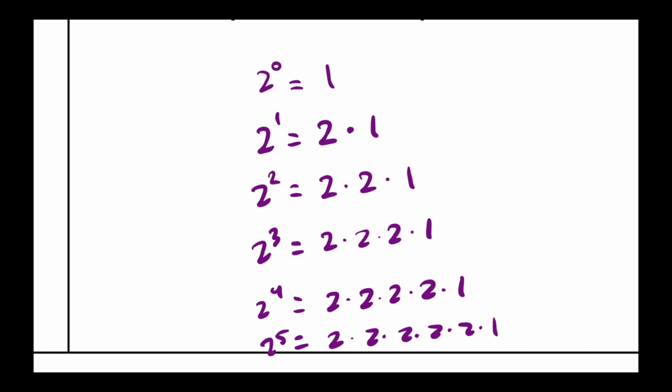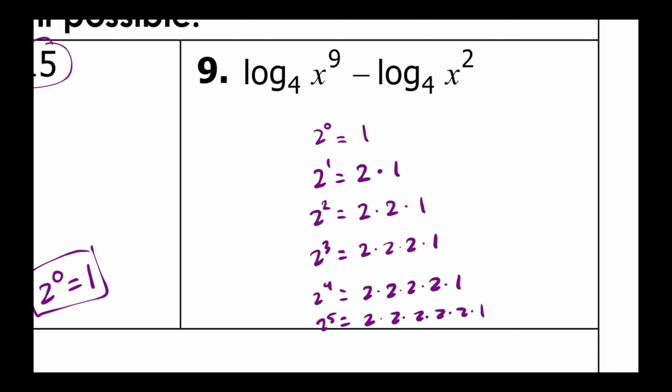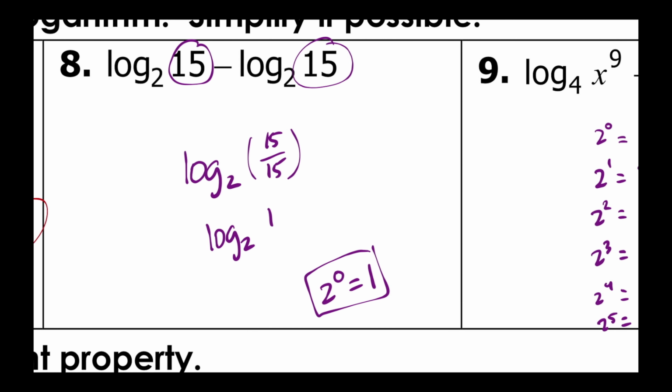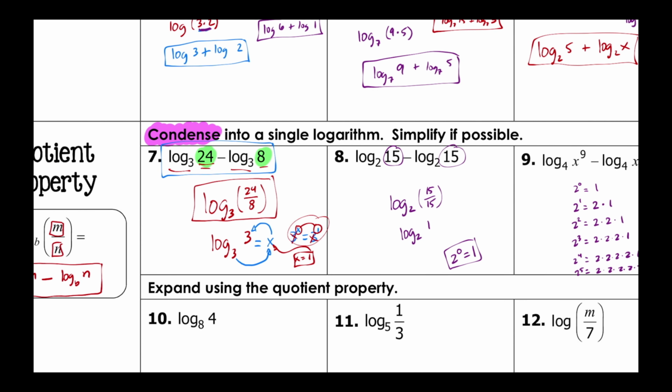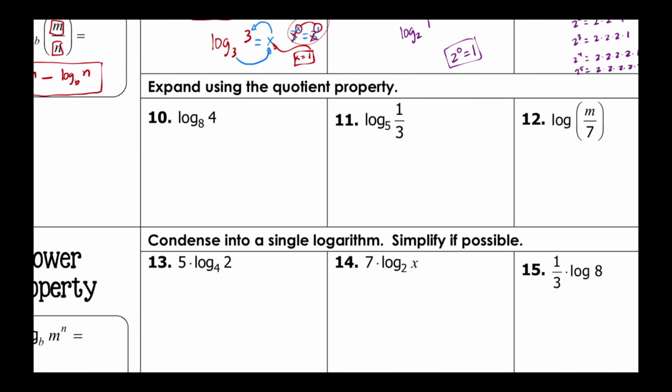But yes, as I was saying, anything to the 0 power is 1. We did talk about that before, but again, that was a lifetime ago, right? Okay. All right, that is the quotient property.